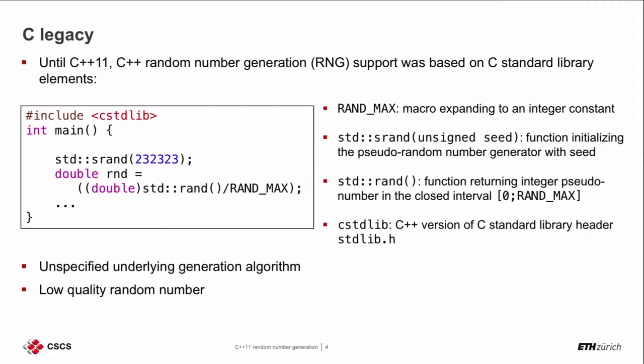The problem with this way of generating random numbers was that the underlying generator of pseudo-random sequences was unspecified, so you don't know basically which algorithm was used. And the second one is that in general it was low-quality randomness, which means that if you made some statistical analysis on the pseudo-random number sequence, you can see that it was not really random. There was some regularity, let's say.